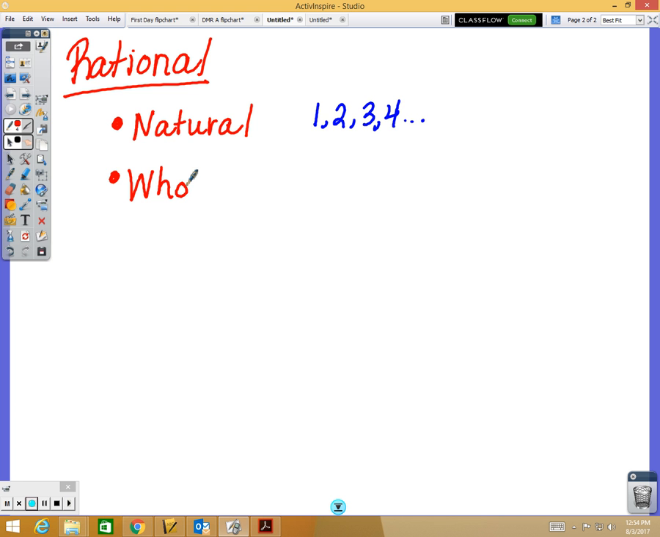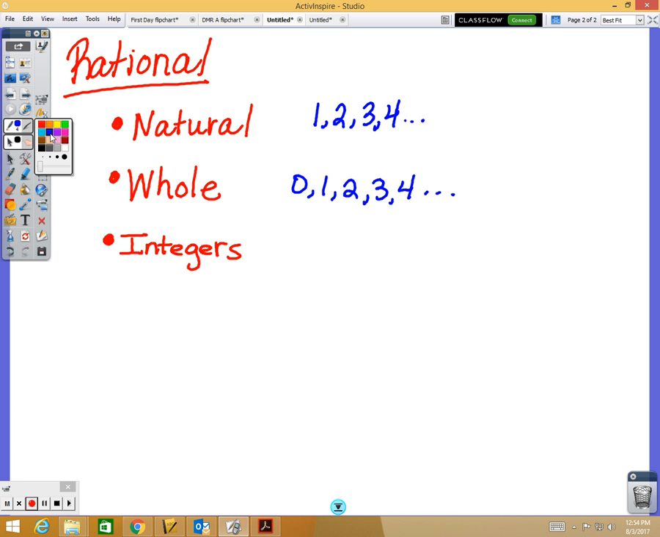All right, the next type of number that would be considered rational would be a whole number. A whole number. Whole numbers include all the natural numbers, but it also includes the 0. Okay? Next, we have the integers. Integers include what type of numbers? Negative numbers. So we have those negative numbers, but again, we do not have any fractions, any decimals.